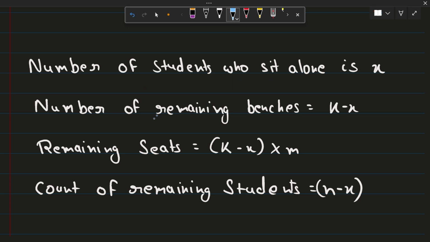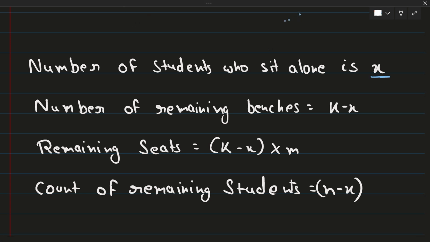Firstly, let's assume that the total number of students that sit alone is x, right? Currently we have to find what are the total number of students that are sitting alone, total alone students. So we don't know that. So initially we will be taking it as x.